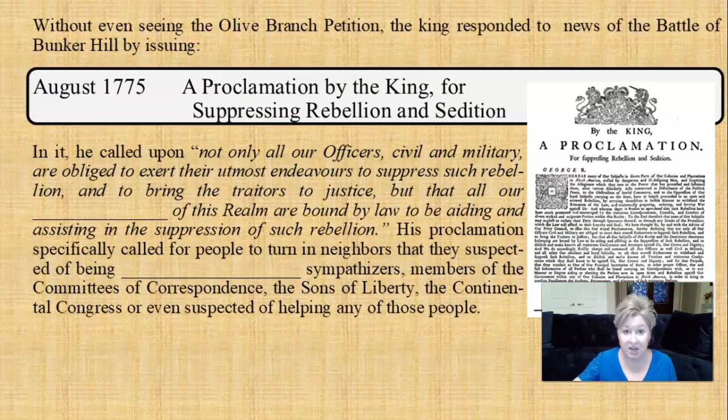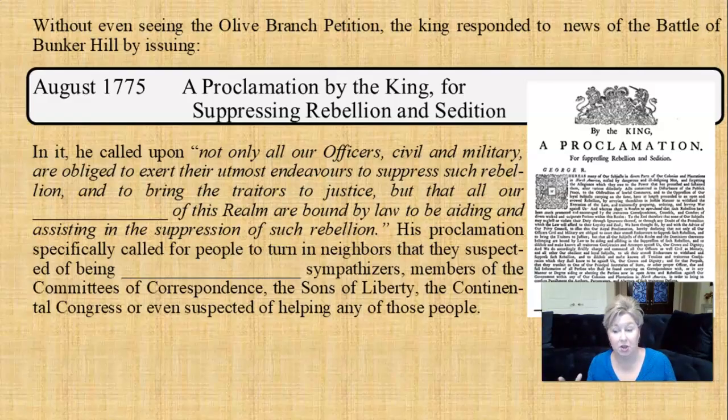Well, without even seeing the Olive Branch petition, the king responds, because he's heard about not only Lexington and Concord, but he's heard about Bunker Hill. And so his immediate emotional response, he lashes out in August 1775 with a proclamation for suppressing rebellion and sedition.